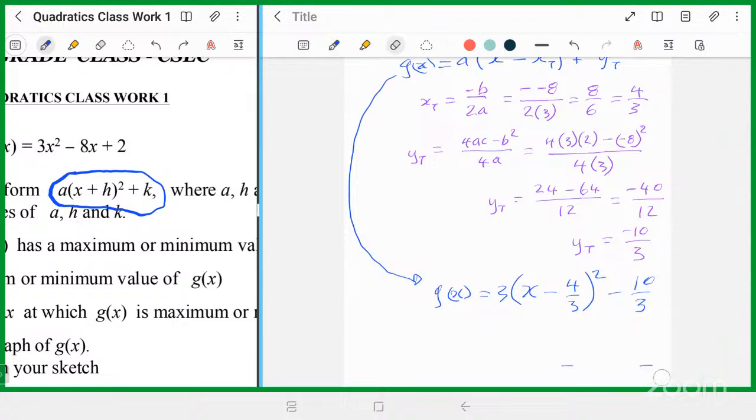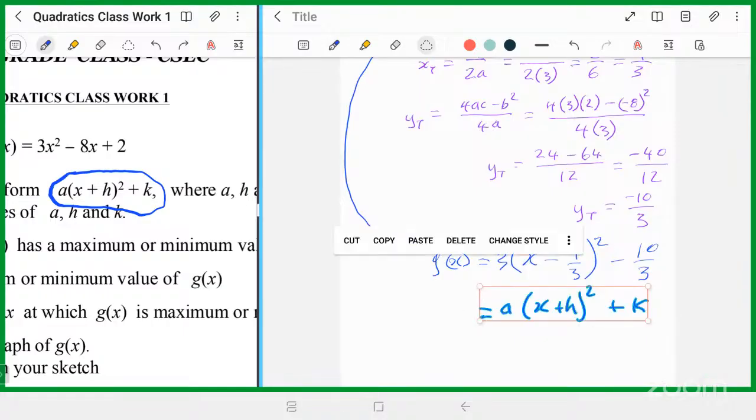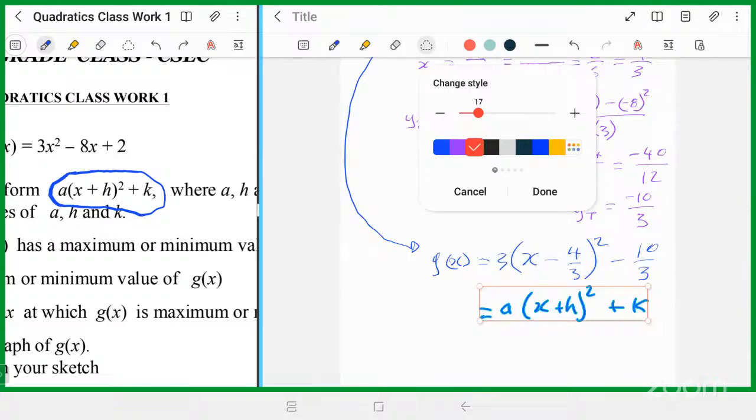Alright, and so that is it. So we have written this now in the form a into x plus h squared plus k. We have written it in that form. Let me change the color of this. That's what they told us to write it. They told us to write it in that form. Let's change it to red.